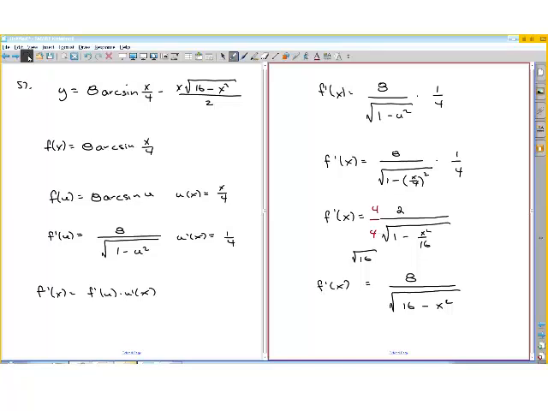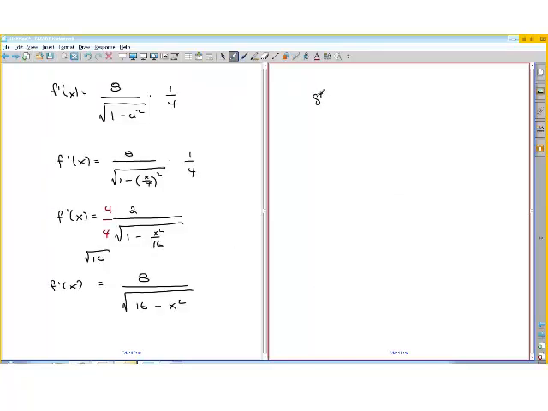The second part is, we'll call this g of x, is equal to x times the square root. I'm going to rewrite this as a fractional exponent. So that's the 1/2 divided by 2. So that's g of x. It might look like a quotient, but it's really not a quotient. It's 1/2 times the quantity x times the square root of 16 minus x squared.